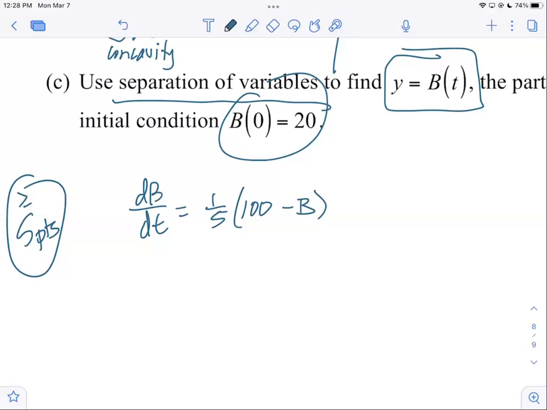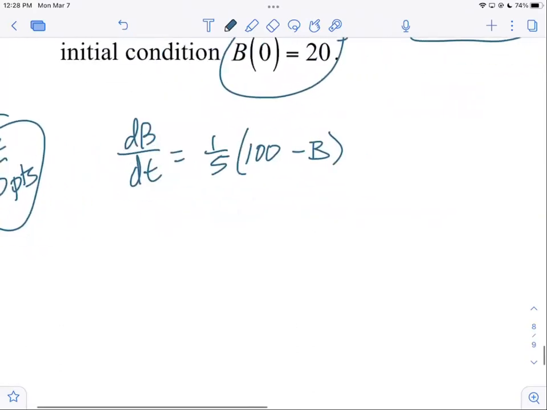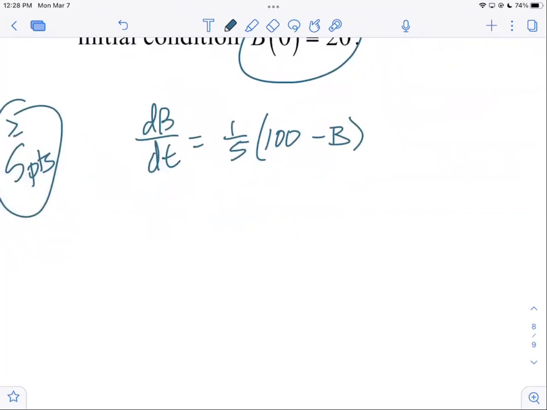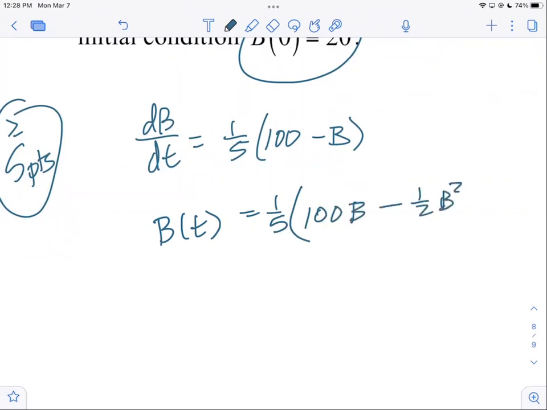Here's what a lot of students did. I didn't grade this question this year, but I looked it up, and here's what a lot of people did. They went, okay, the antiderivative of db dt, which is really b prime, is just b of t, and 1/5 goes along for the ride. So this becomes 100b minus 1/2 b squared. Boom, I'm rolling, I'm rolling, I'm rolling, right? The antiderivative of the derivative is the function, and I just power rule, baby, power rule.